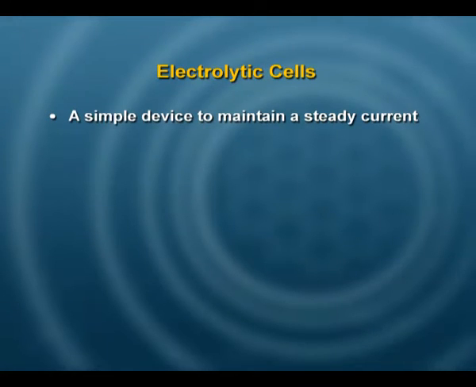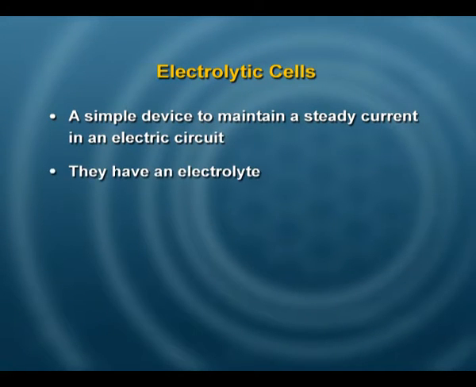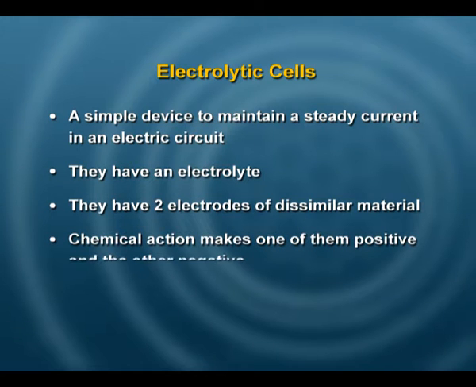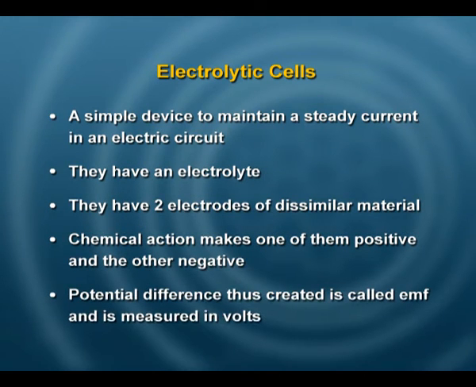Today we are going to talk about internal resistance of a cell. An electrolytic cell, as you already know, is one in which you have an electrolyte and electrodes, and the chemical reaction produces a potential difference between them. This potential difference is called the EMF of that cell.